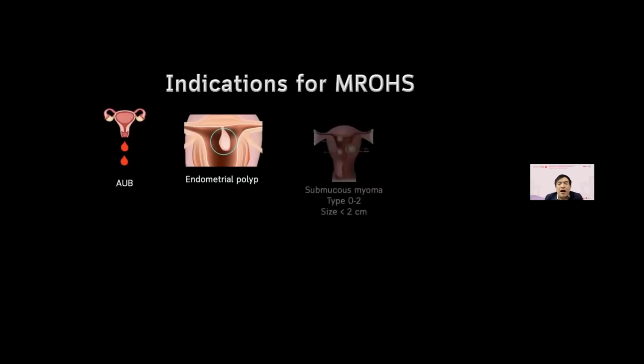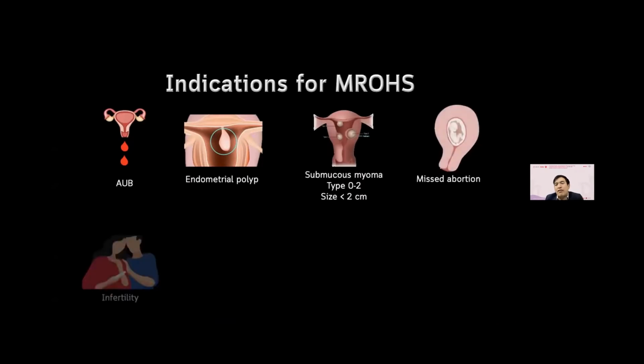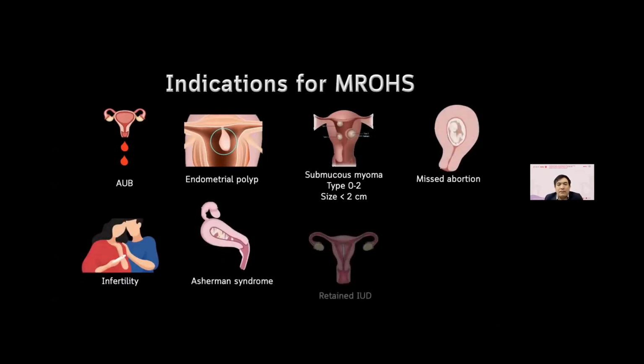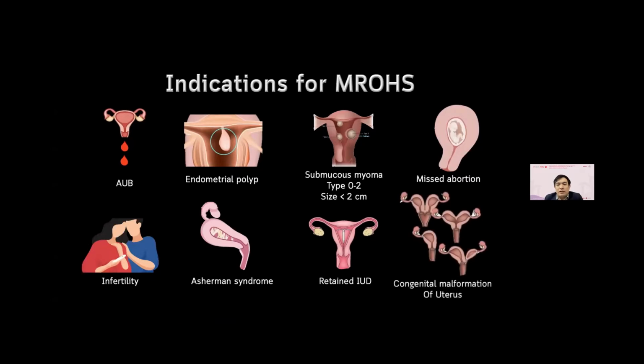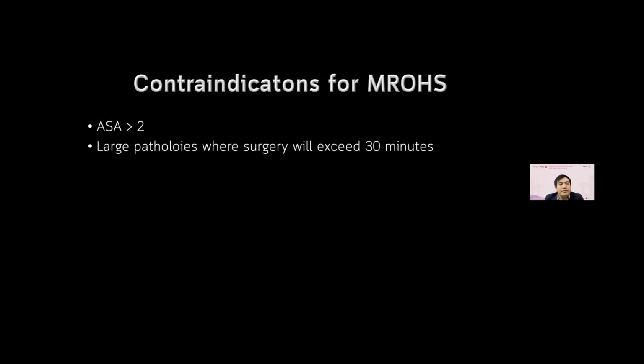And there are many indications to perform office hysteroscopy. As you can see here, from abnormal bleeding, polyp, myoma, missed abortion, or even the workup for infertility, retained IUD, or congenital malformation of the uterus. And there are some contraindications where we should do this in the hospital, especially when we are expecting the operative time to be longer than 30 minutes.